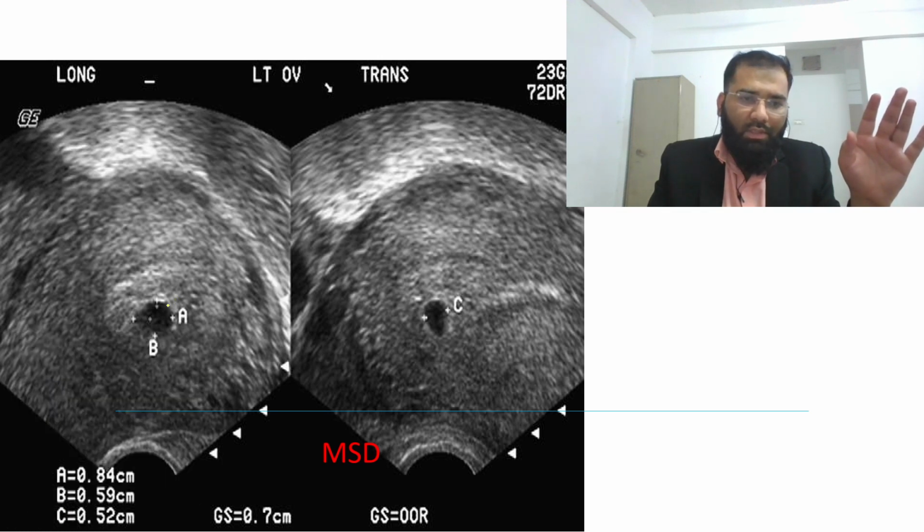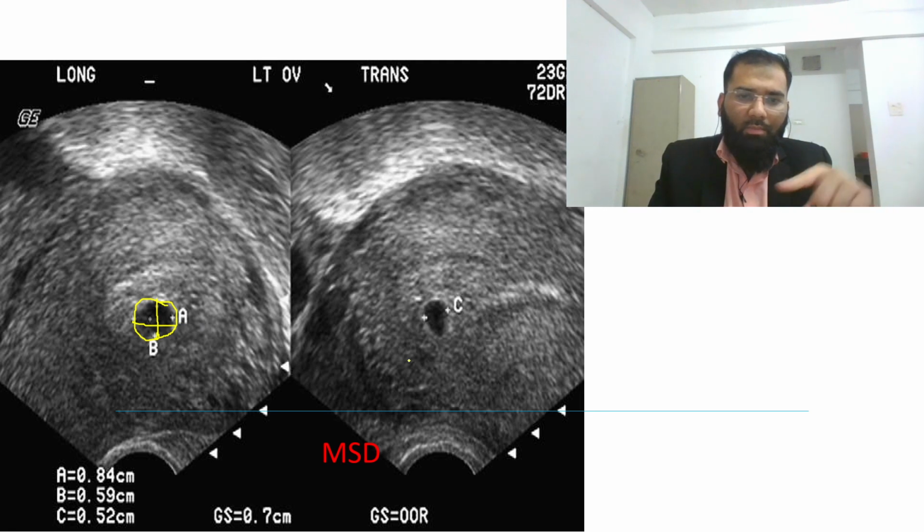anything else. So you are just able to see this G-sac. And so you have to take three measurements. 1, 2, and then you have to move the probe perpendicular to this. And you have to take one more measurement.